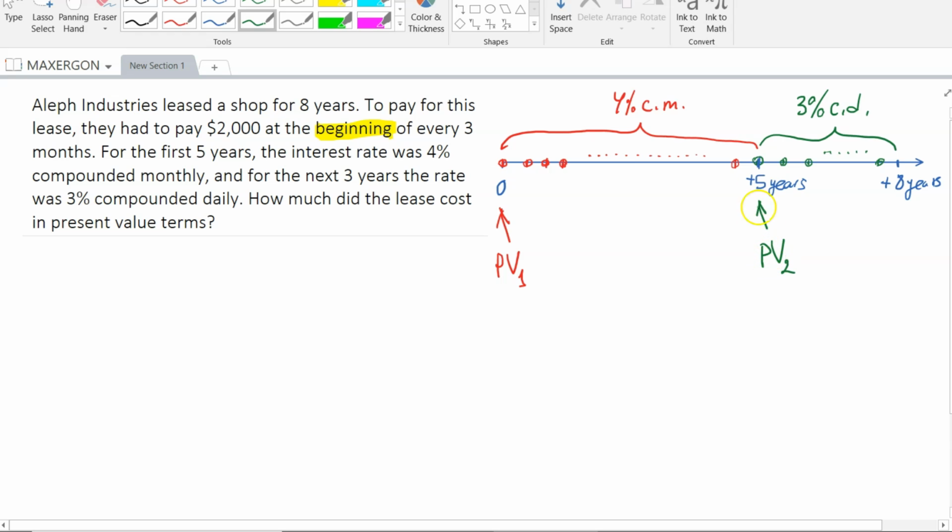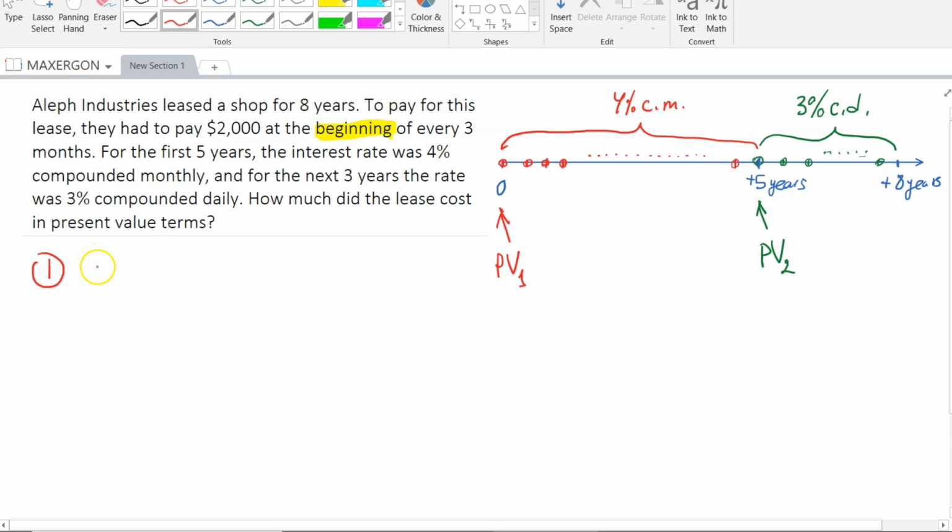So present value 2 is located at the end of 5 years. This is the time when the second annuity begins. Both annuities are, of course, due annuities because the payments are happening at the beginning of every 3 months, but also both annuities are general annuities because in both cases the rate compounding frequency does not coincide with payment frequency. Let's find these two present values and see what we can do next.